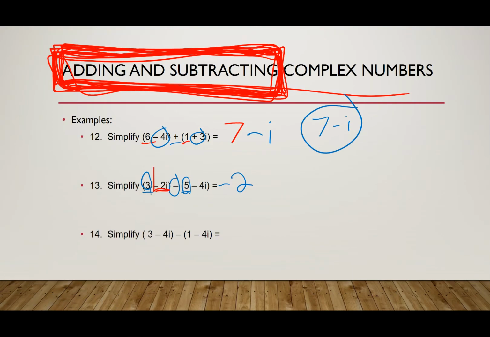The imaginary part: negative 2i minus negative 4i. Let me write that down in case you didn't hear me correctly. Negative 2i minus negative 4i. The minus sign is this, the negative is that. Notice it's a double negative, and a double negative turns into a positive. So negative 2 plus 4 is a positive 2, so we get plus 2i. So our answer is negative 2 plus 2i.